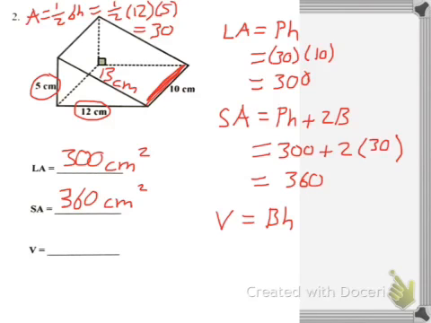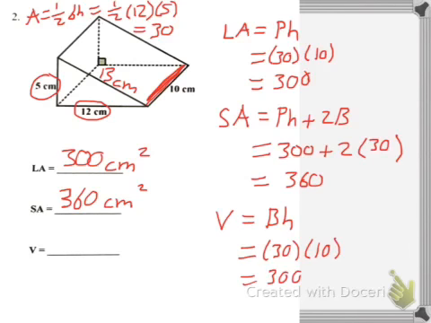Then the last dimension I want to find is volume. We already found capital B. That's where we came up here at the top and found the area of the triangle. We said it was 30. We know that h is the distance between the two bases. That would be 10. So 30 times 10 will be 300.